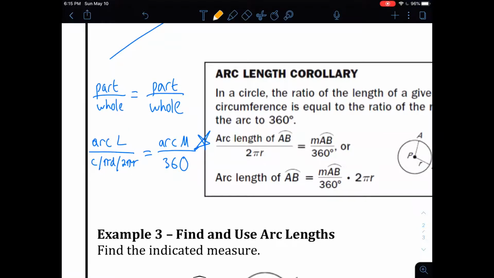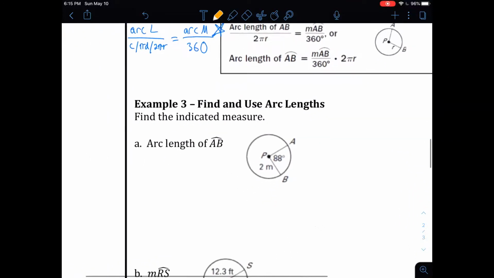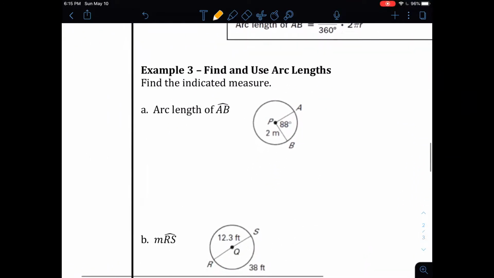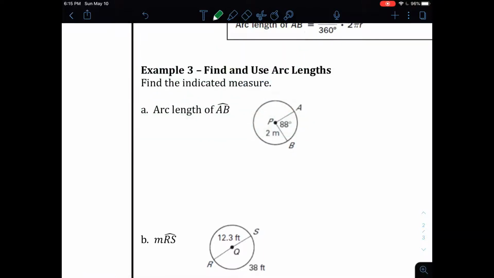Kind of complex. Sorry if I didn't explain that too great, but we'll get into an actual example and I'll show you what I mean here, okay? It's actually not too bad once you get into it. All right, let's use green. Okay, so arc length of AB. We want the arc length of AB.